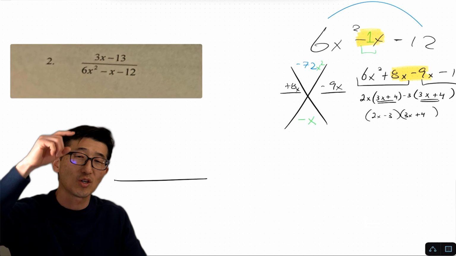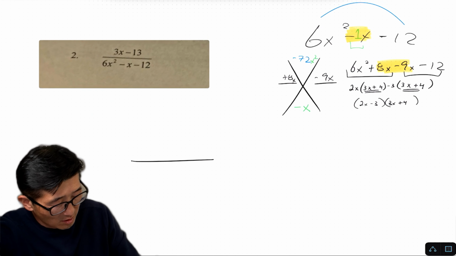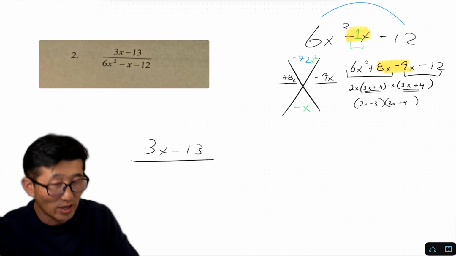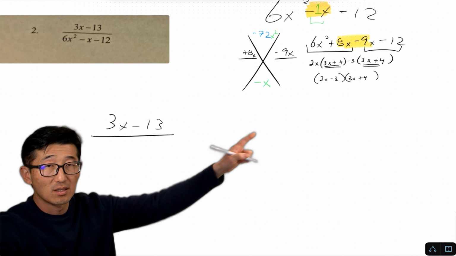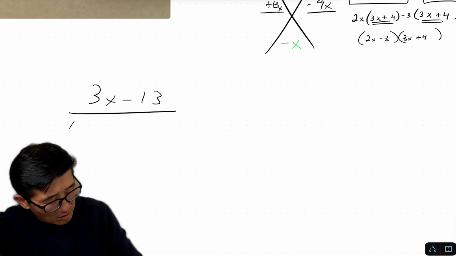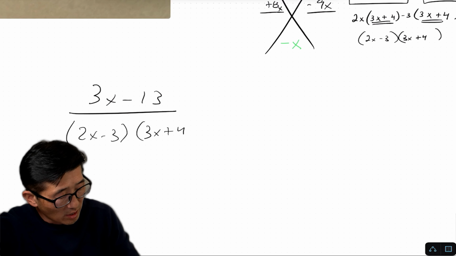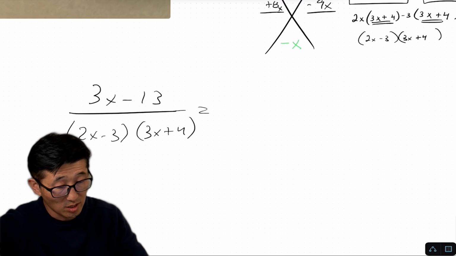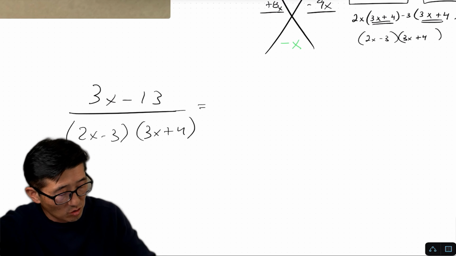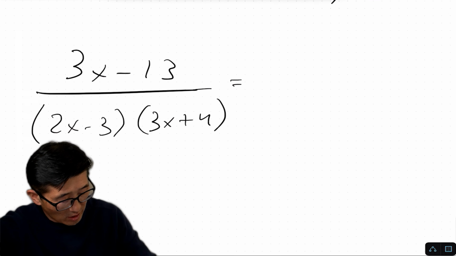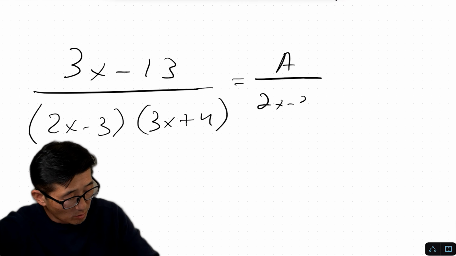Okay, so now how should we set it up? The numerator stays the same right here, but instead of writing 3x, we're gonna write it as 2x minus 3 times 3x plus 4. Yeah, there we go. Okay, now let's crank this out. Try to write this out on your own now. Hopefully that'll keep you awake. So a over 2x minus 3.